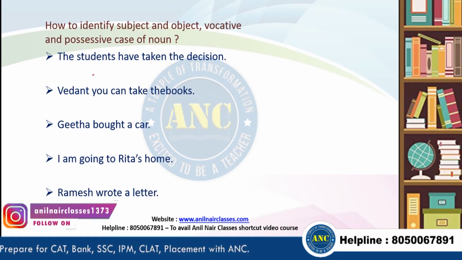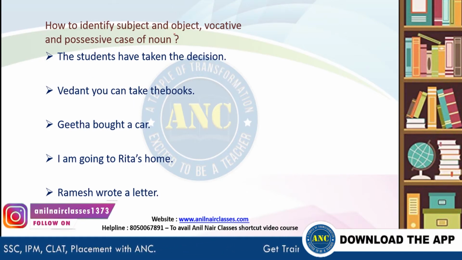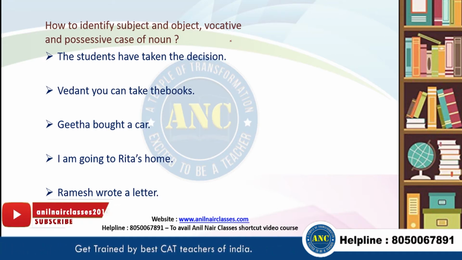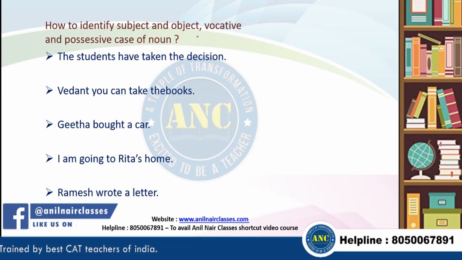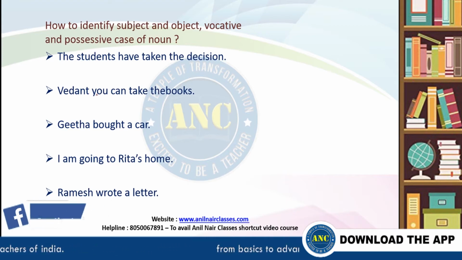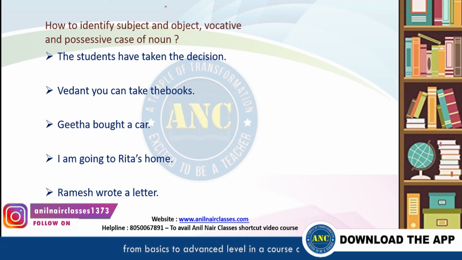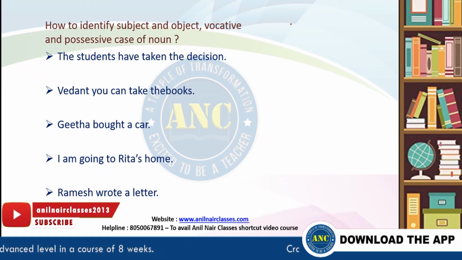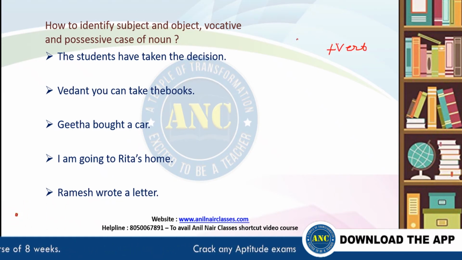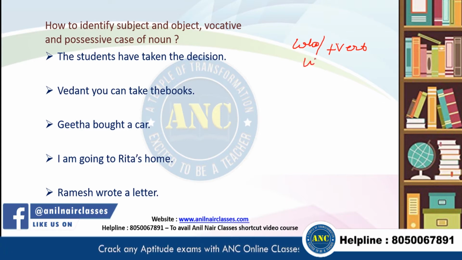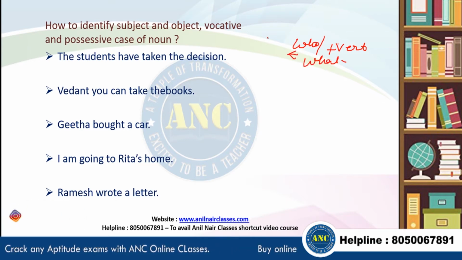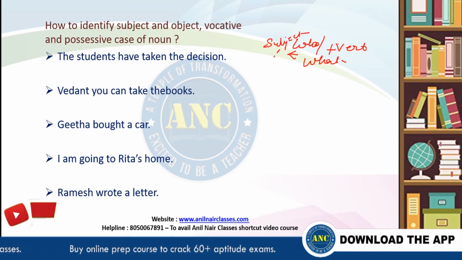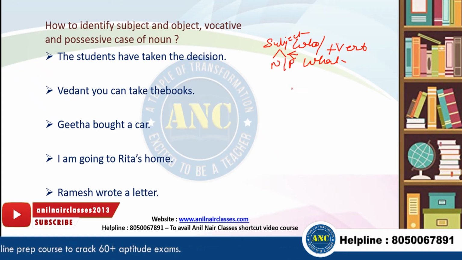Great. Now let's learn how to identify the subject, object, vocative and the possessive case of nouns. To identify the subject and the object, I'll help you with one way to find them. To find the subject, first you should always find the verb. Now before the verb, ask the question who or what. You'll look at the sentence and get the single word answer, which is called the subject of the sentence. Always remember, only nouns and pronouns can be the subject.